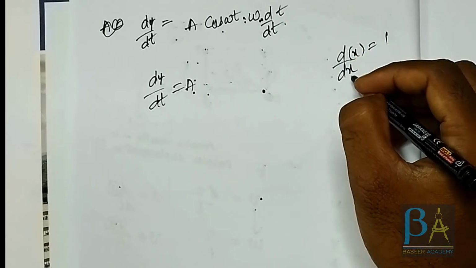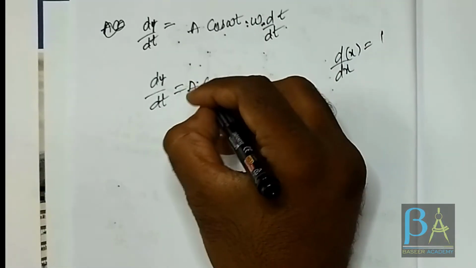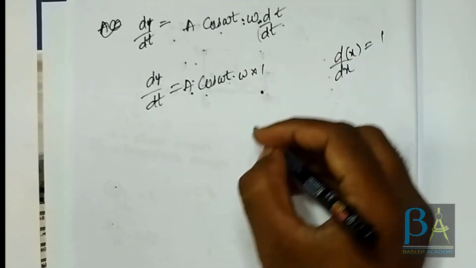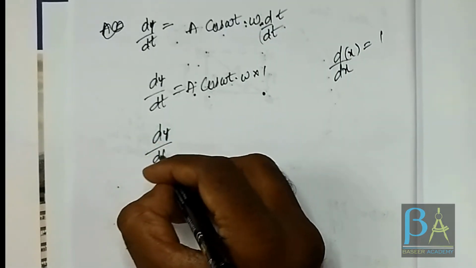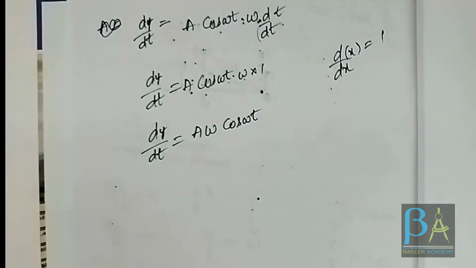So x when you differentiate it with x, you get 1. T when you differentiate it with t, you end up getting 1, isn't it? Everything else, let me write as it is for now. D by dt gives me 1. So now dy by dt is A omega cos omega t.